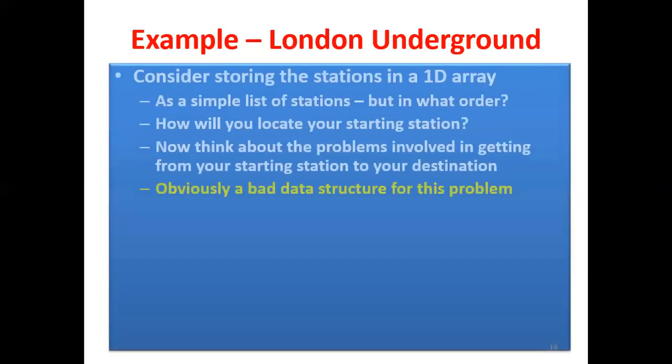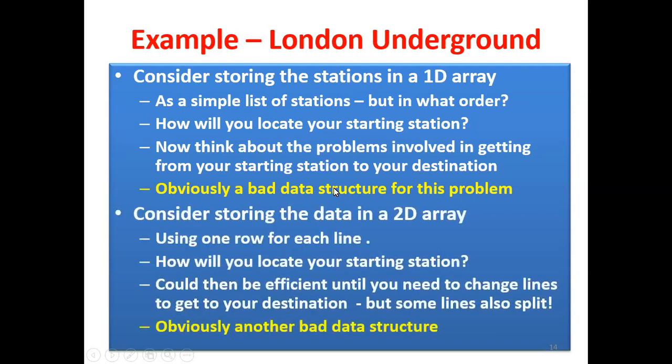Another example is the London Underground. The London Underground refers to the map that can take you from one train station to another. If you consider storing those train stations using a one-dimensional array, it is also not going to work because it is hard to represent this using a linear list.